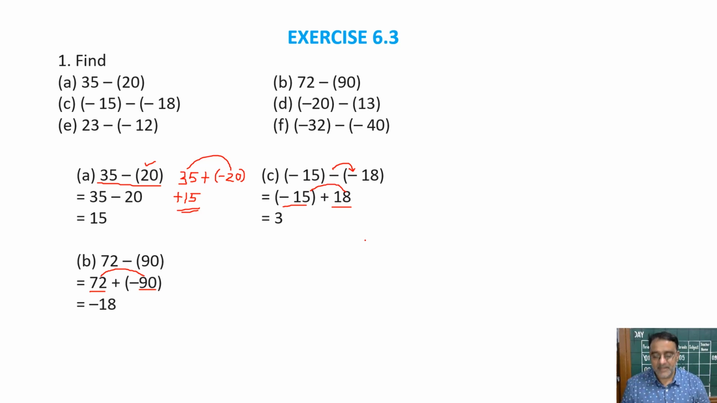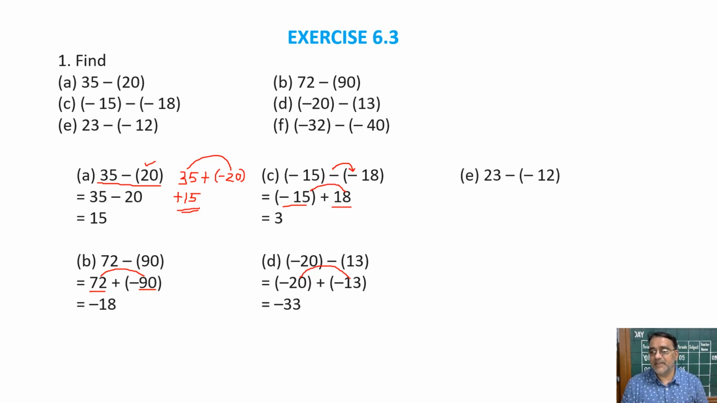Next question, minus 20 minus 13. We can write this as plus, with the minus on this side. Now see, both are of the same sign, so we have to add the numbers and put the same sign. So 20 and 13 make 33, and the same sign is minus. So the final answer is minus 33.